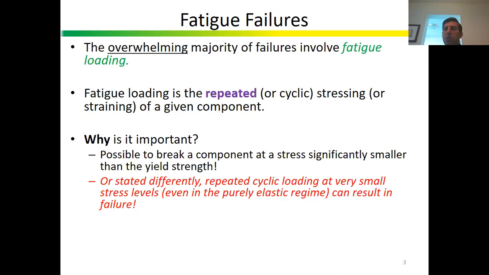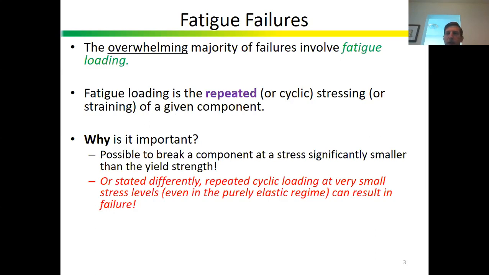So why is it important to understand that? Well, it's probably the second case that I just mentioned, that even with relatively low loads or low stresses that are well below yield, well below the ultimate strength, you can still break the part. And that's one of the reasons why fatigue is so critical, because I would say about 50 to 90% of all mechanical failures are tied to fatigue.